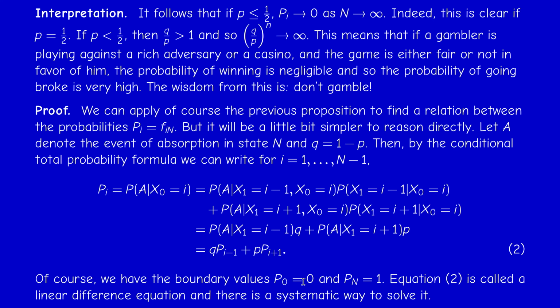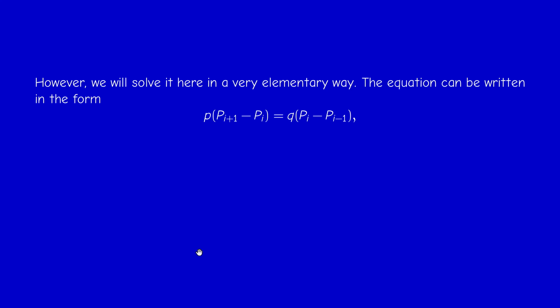In principle, you already know the theory of linear difference equations. You just solve the characteristic equation. It's like linear differential equations. But we can solve it in an elementary way. Just rearrange this equation and write it this way: p times (P_{i+1} minus P_i) equals q times (P_i minus P_{i-1}). Because I have P_i here, so I split it, and p plus q equals 1. And if we divide by p, we get this relation.